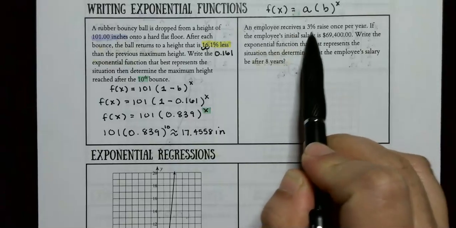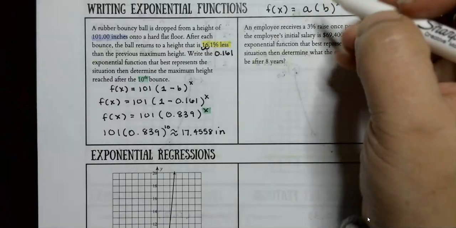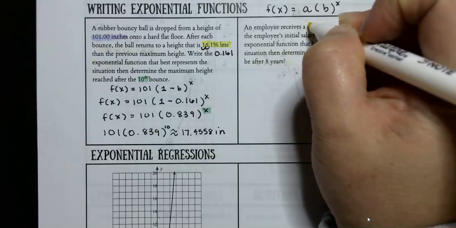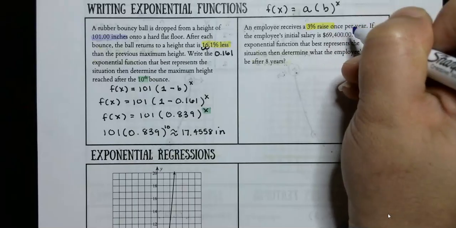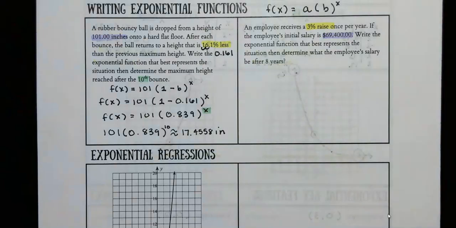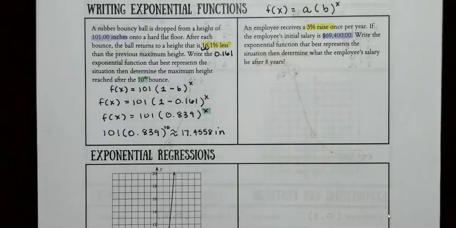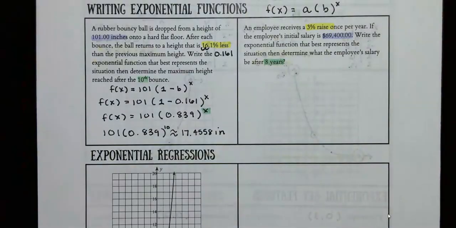So for this one, our percentage is 3%, so that's going to be our B value. And we know that a raise is an increase of how much you're getting paid. So with that one, we automatically know that this is going to be growth and not decay because it should be increasing. We also know that our starting salary is going to be the $69,400. So that's going to be our A value. And then from here, it wants us to determine what the employee salary would be after 8 years. So this is actually going to be the X that we have to plug in to determine our answer.